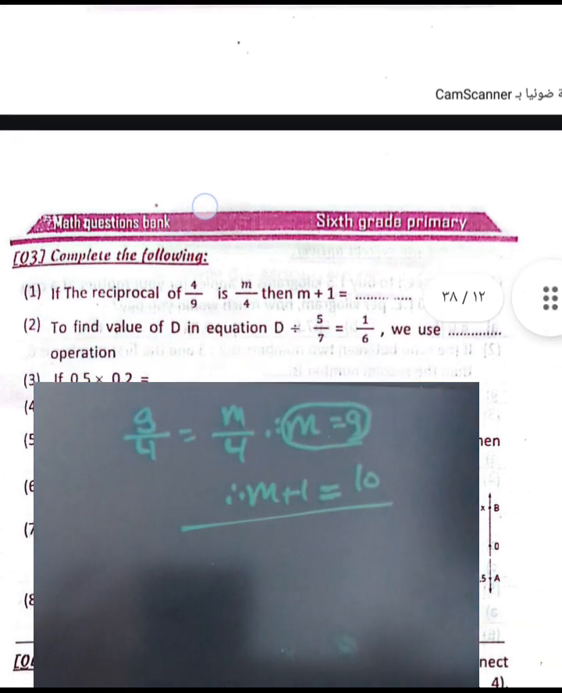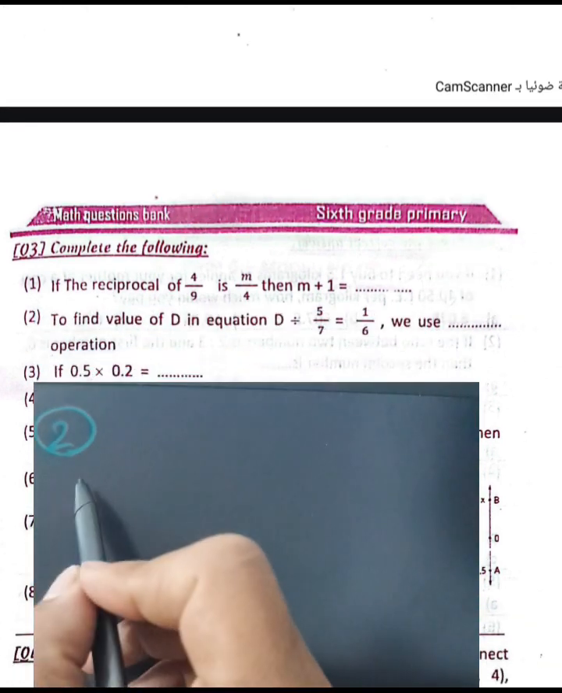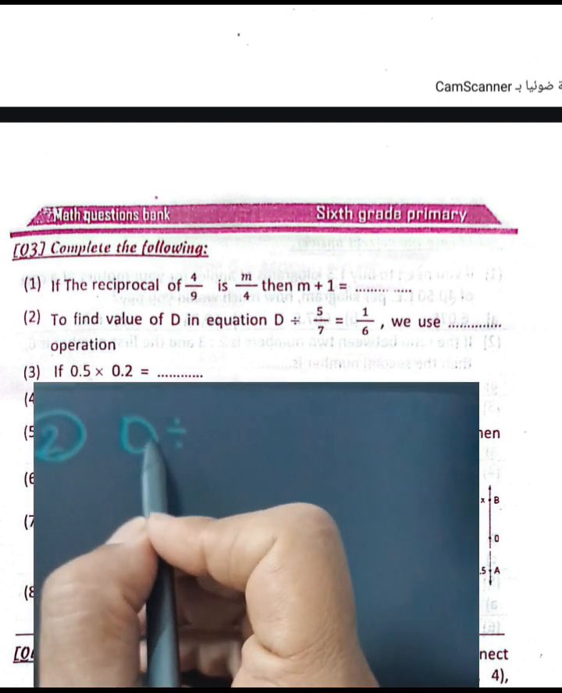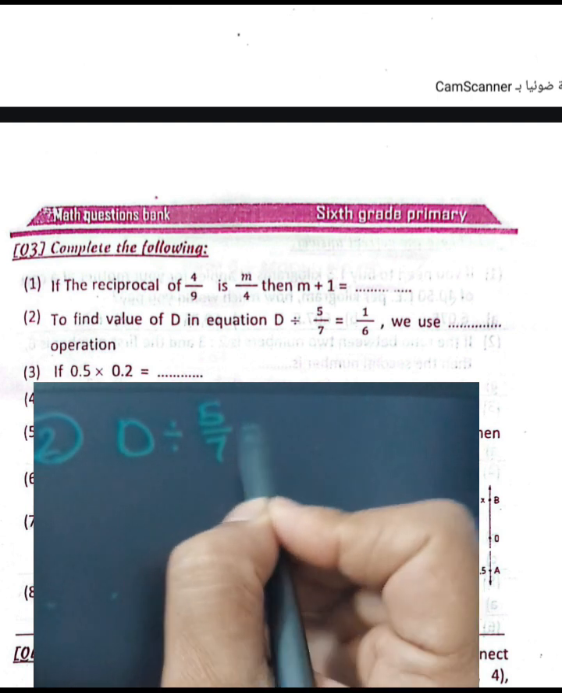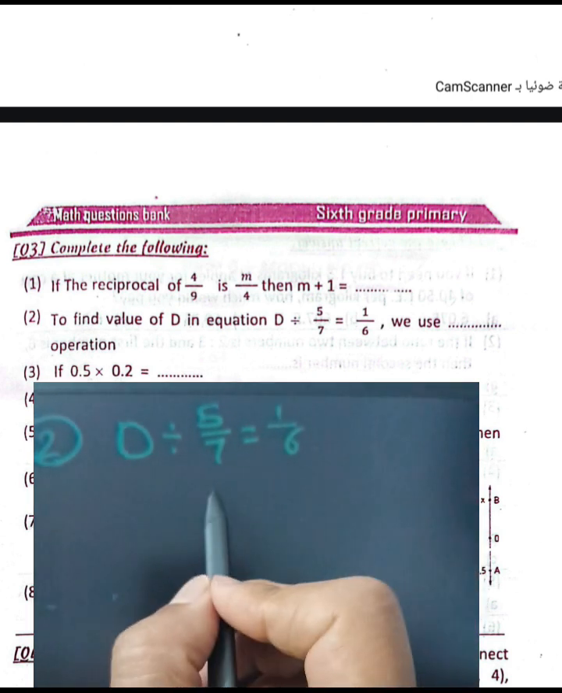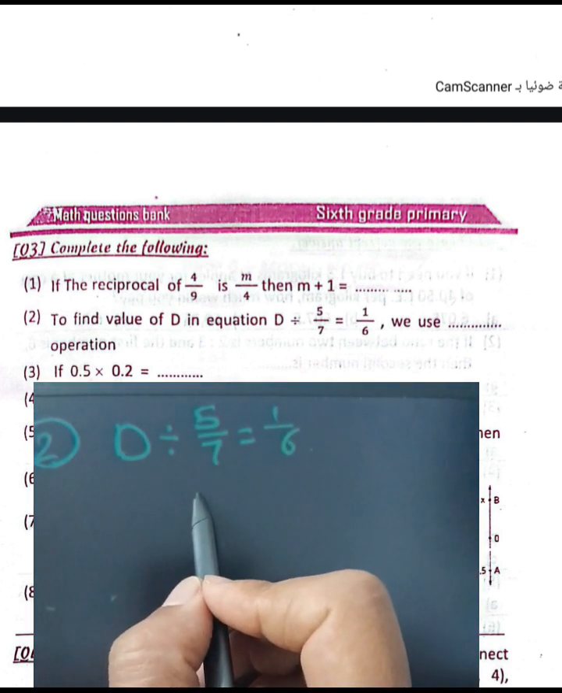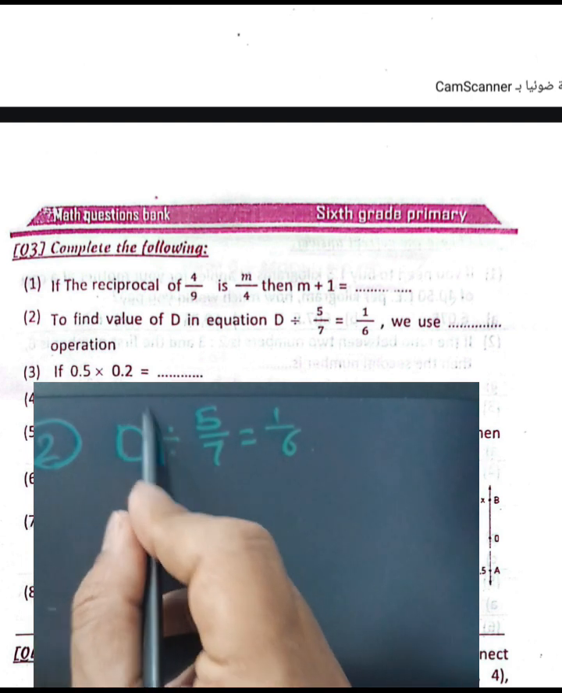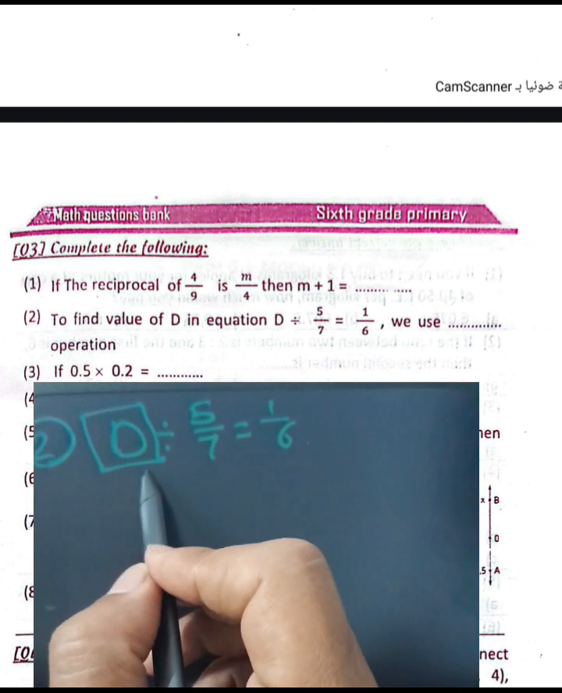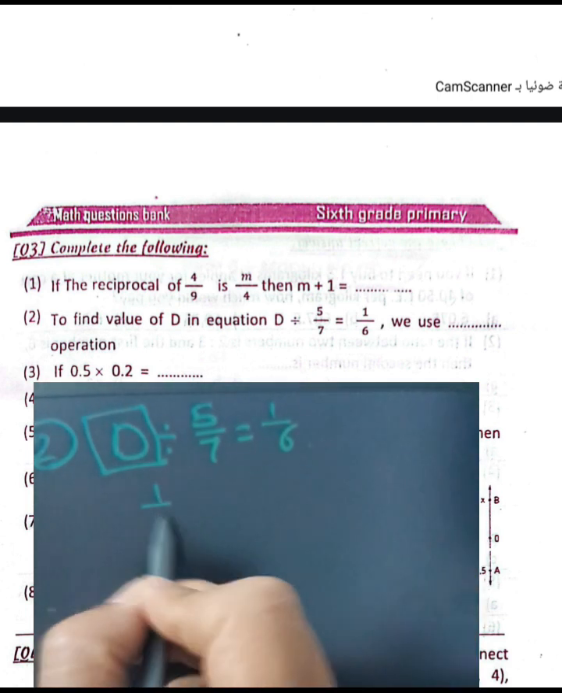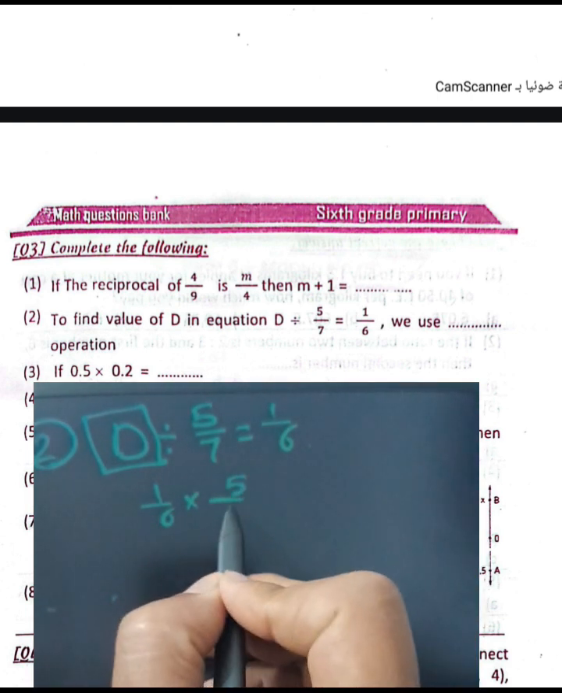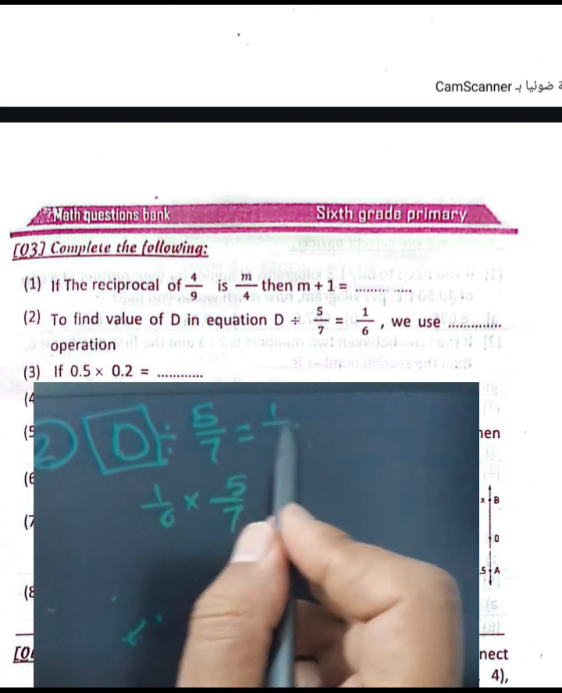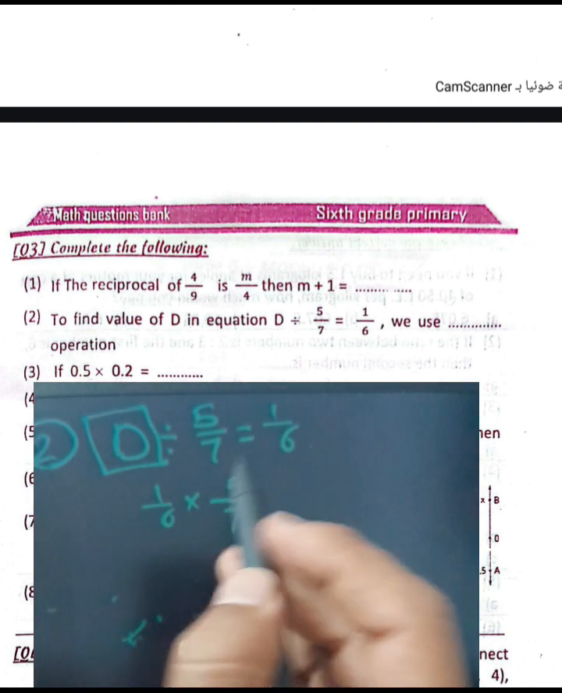Okay. Next question, number 2. To find the value of d in the equation, d divided by 5 over 7 equals 1 over 6, we must use the inverse operation. To find d, which refers to the dividend, you must write 1 over 6 times 5 over 7, the divisor multiplied by the quotient. Then the operation here is the product.